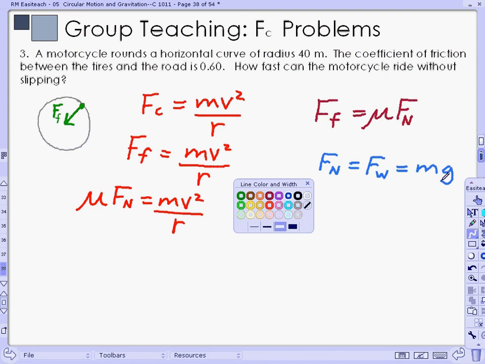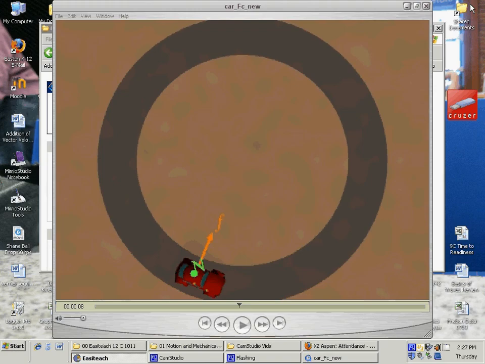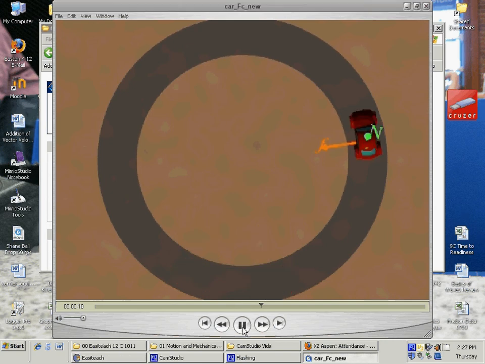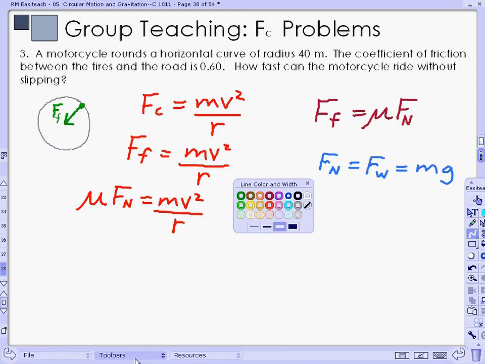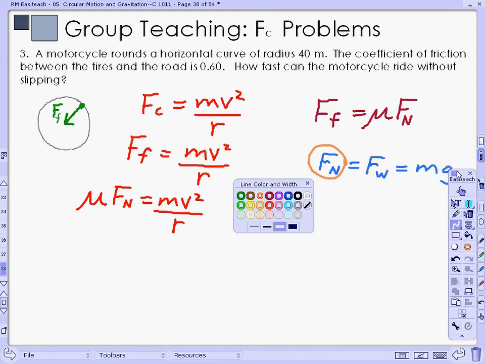Again, when something's on a horizontal surface, if you think about it, the normal force upward, and this was shown in the video. I'll show you the video again real quick. This was shown in the video that the normal force upward is equal to the weight. That's a perfect shot of it right there. So I'm going to put in mg instead of force normal, because they're the same thing. So I write mu mg is equal to mv squared over r.